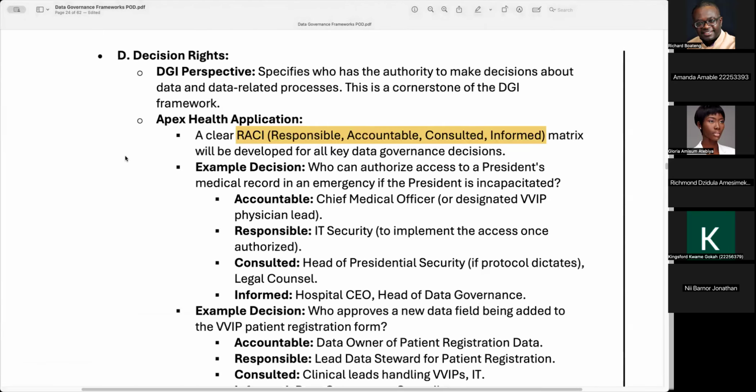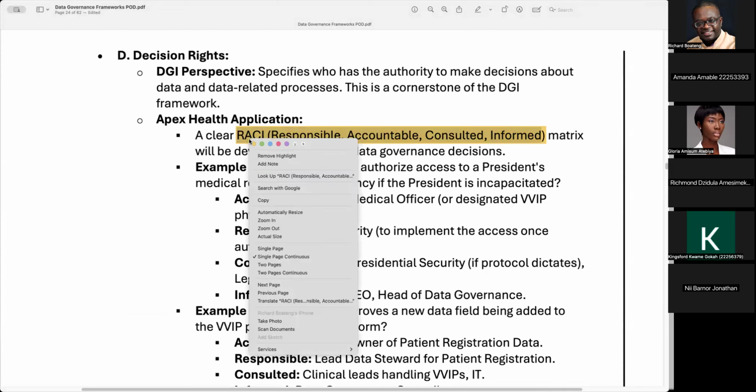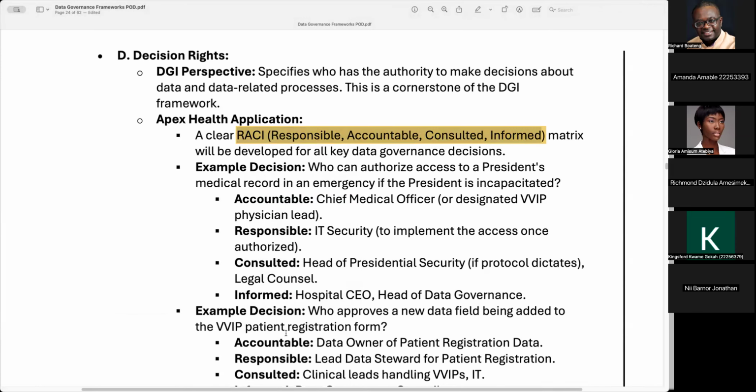Decision rights are a real cornerstone of DGI's practical, operational approach. How would that work at Apex? It's crucial for clarity, especially under pressure. Defining exactly who has the authority to make specific data-related decisions is paramount. Using a RACI matrix outlining who is responsible, accountable, consulted, and informed for key decisions is standard DGI practice. The source provides a powerful example for Apex, authorizing emergency break glass access to a president's medical record. Okay, who does what there?